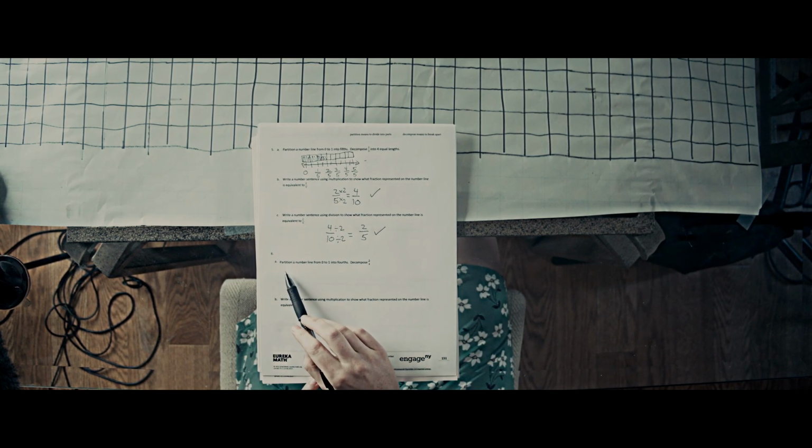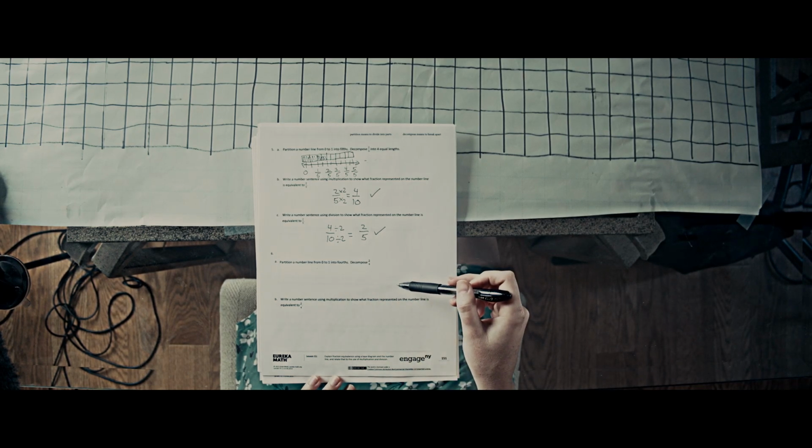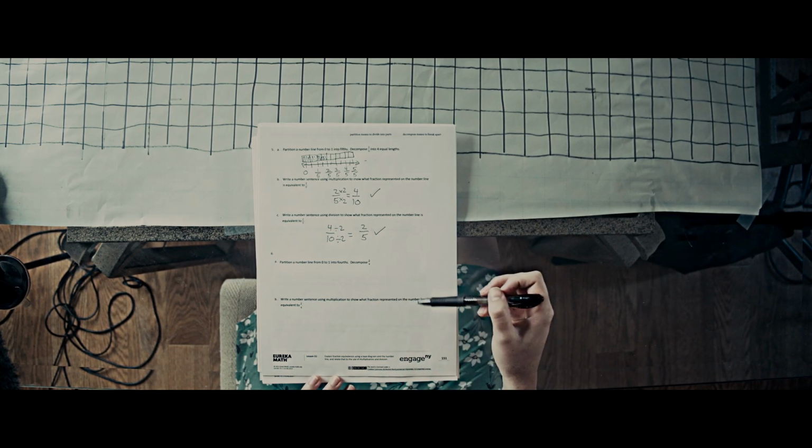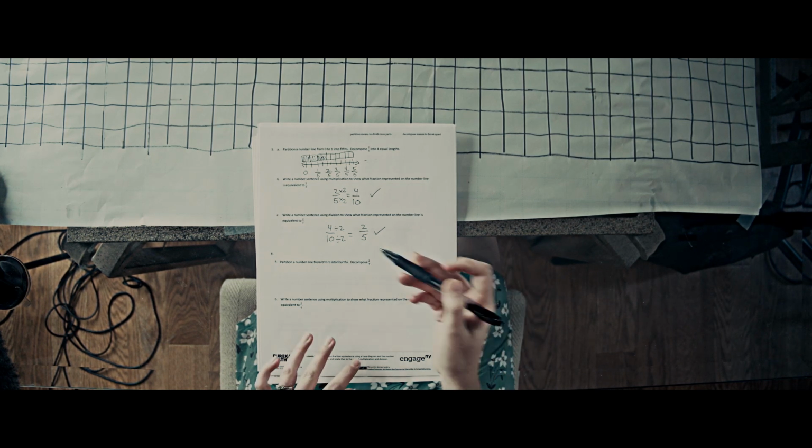Okay, this is exactly the same down here. It says partition a number line from 0 to 1 into fourths, decompose 3/4. So again, I'm going to draw a number line and I'm going to break it into fourths, and then I'm going to break up 3/4.